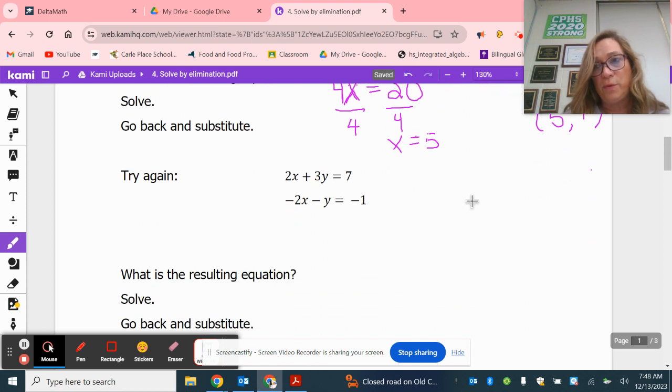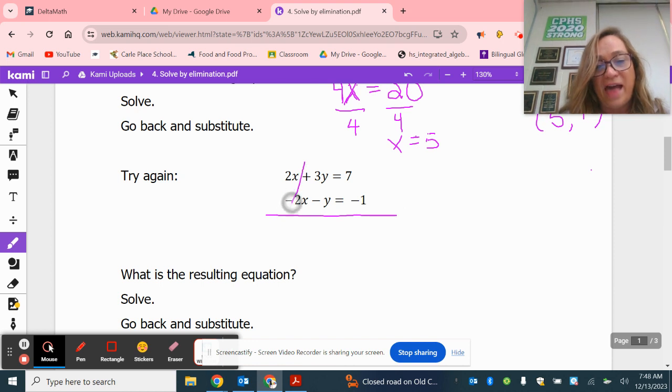So you look at the two equations and you basically want them to be in standard form. So standard form again is x, y, equal sign, number. So x, y, equal sign, number; x, y, equal sign, number. Then you look to see if you have additive inverses. And if you do, then you add the two equations together.